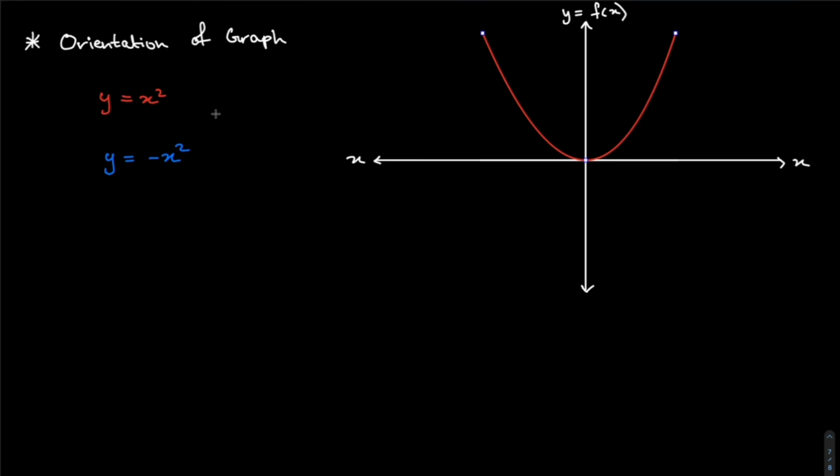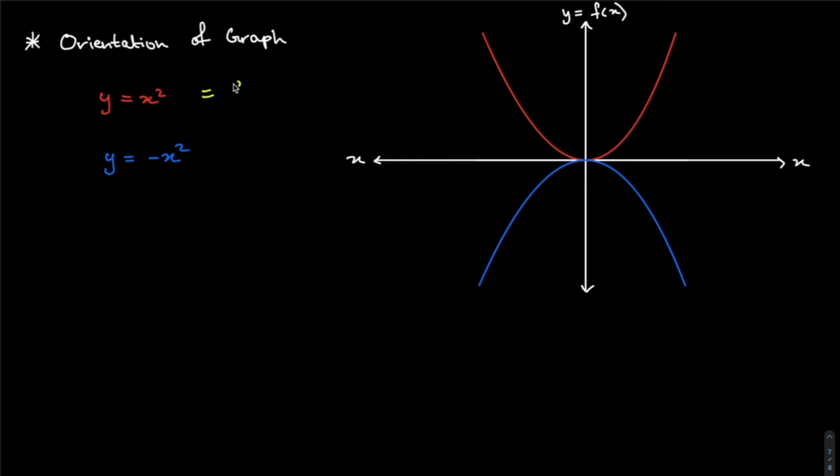And basically, think of it, what's happening here is that all the values of y are being made negative. So all the y values will just be mirror images on the x-axis. So something like this.